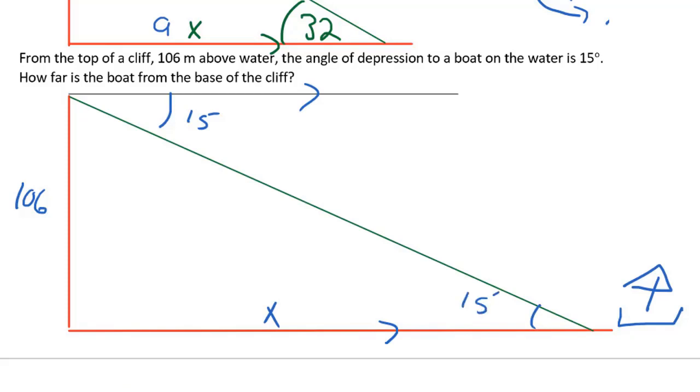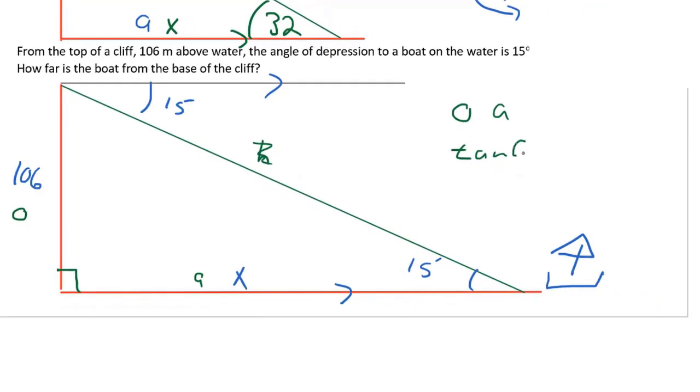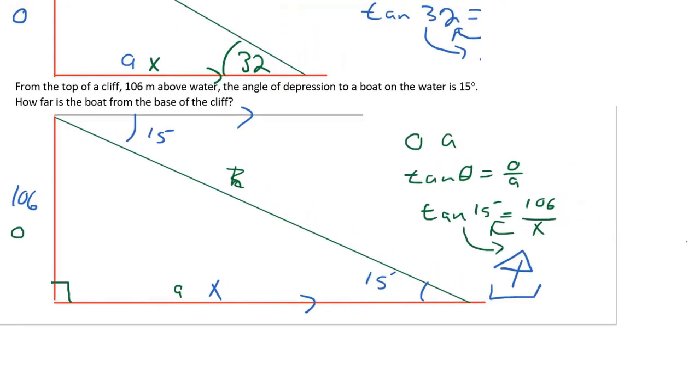When we label our diagram, we know that this is the opposite, this is the hypotenuse, and this is the adjacent. Again, we're not really doing anything with the hypotenuse. We're using opposite and adjacent, so the trig ratio is tan of theta equals opposite over adjacent. Plugging in what we know, we get tan of 15 equals 106 over x. Moving the x up to that side and the tangent of 15 down to the bottom, so we end up getting x equals 106 divided by tan 15.